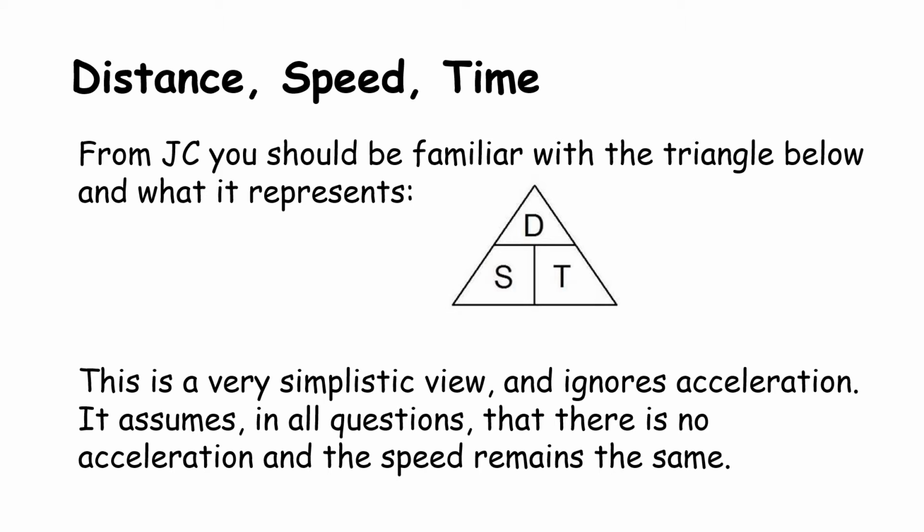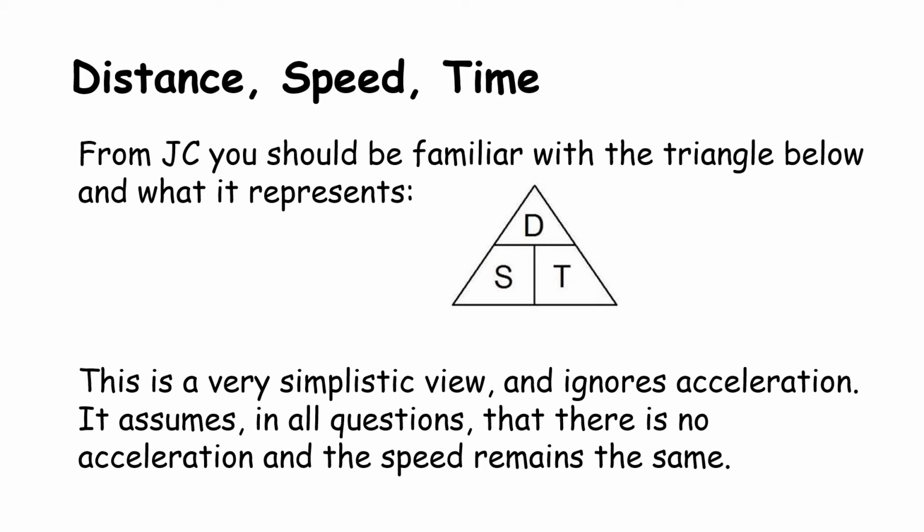Now, when we talk about distance, speed and time from the junior cert, really this is a very simplistic view because it ignores acceleration. It basically assumes in all questions that there's no acceleration and that speed remains the same. So when I'm looking at a junior cert question that's talking about traveling from one place to another, effectively what they're assuming is you jump into the car when it's moving and you jump out of the car while it's moving and the car remains at this constant speed.